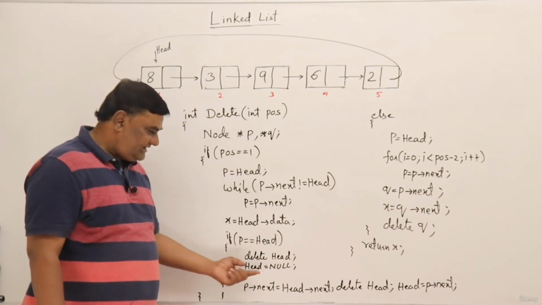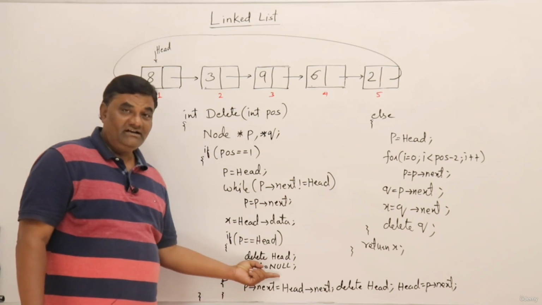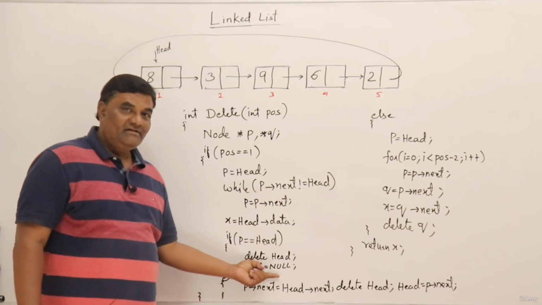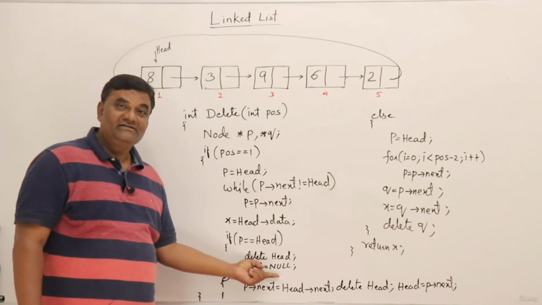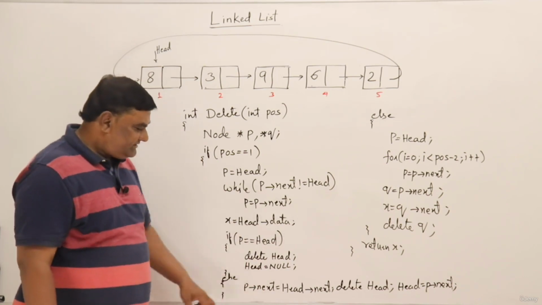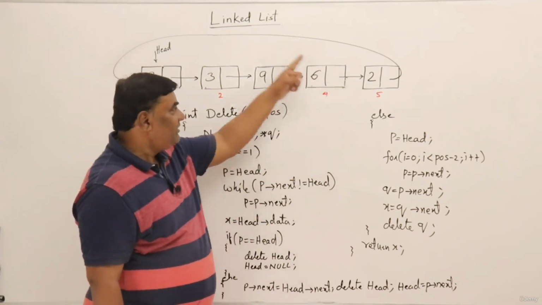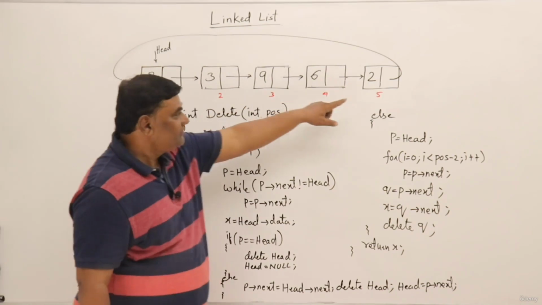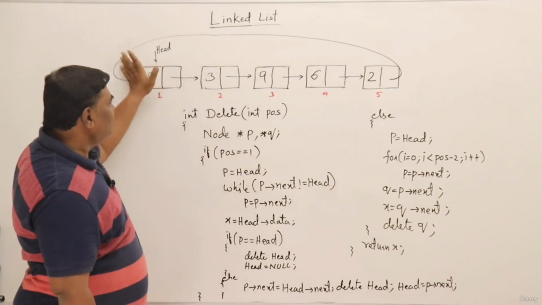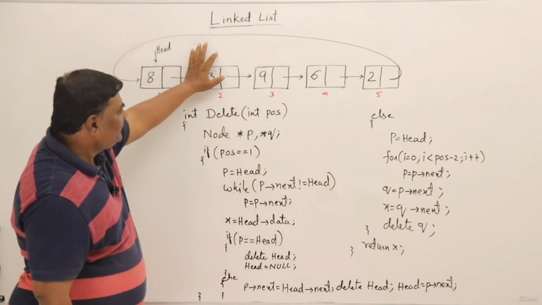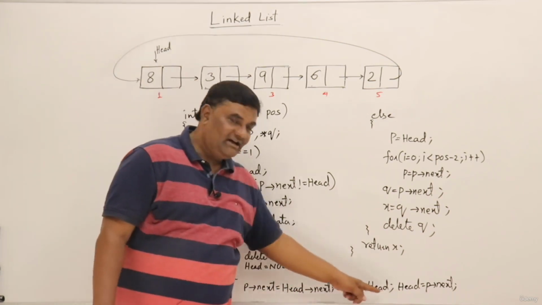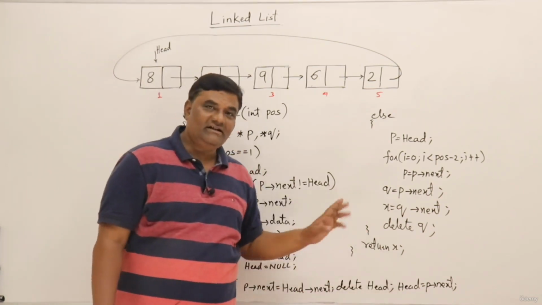Then if single node is deleted, then I should make head as null. So that I am taking care of here. So if there is a single node, then I should handle it specially. Otherwise, make p's next point on head's next. Last node should point on this node, then delete this node and move head to this node. These statements are there already. We have seen these statements that I have written in single line.